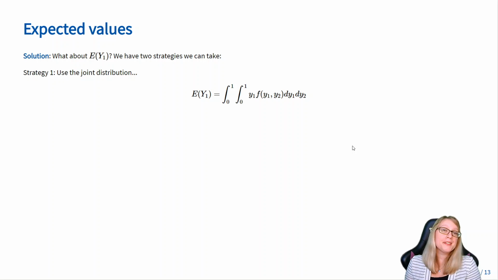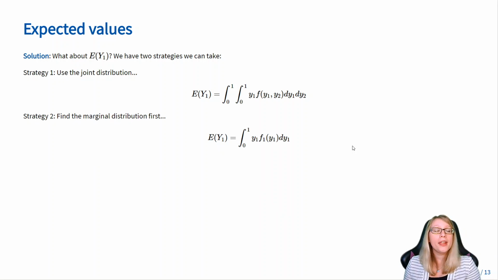Now for a single variable y1, for example, we actually have two strategies that we can rely on. Our first strategy is to integrate over the joint distribution. So we could take y1 times the joint of y1 and y2. Or if we know the marginal distribution of y1 alone, we can do a single integral of y1 times the marginal distribution. These are both perfectly valid ways to calculate this expected value.